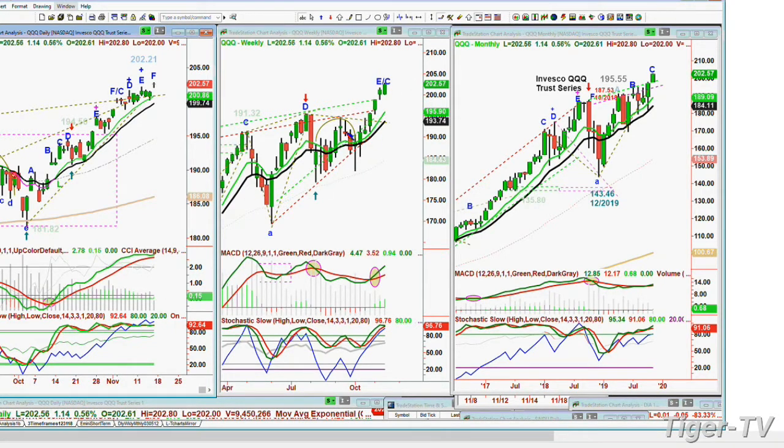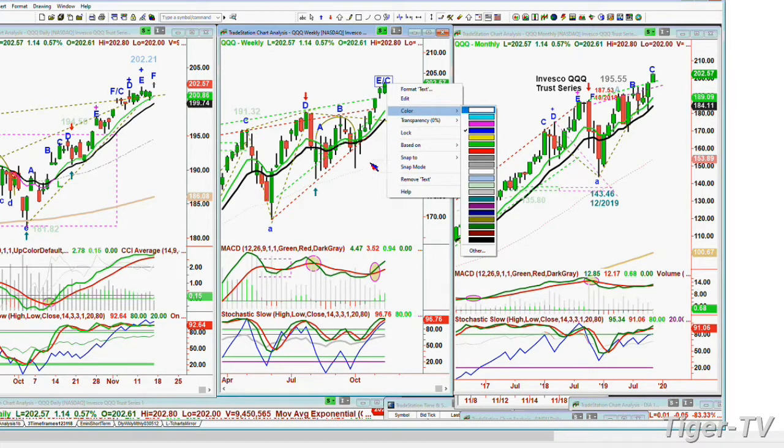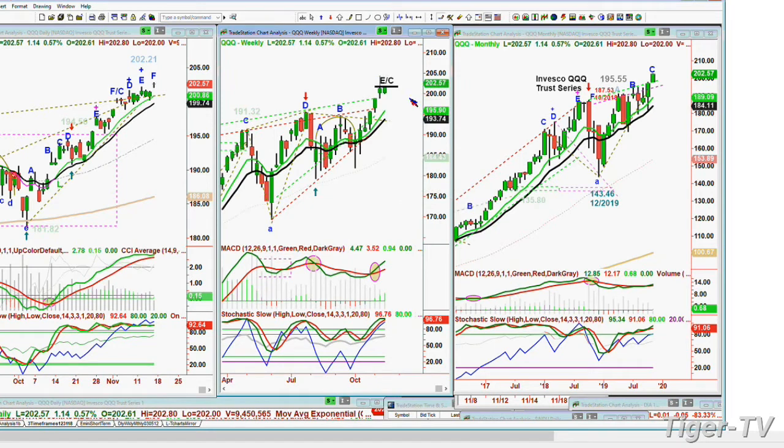Leg E, let me put this in here correctly. I keep taking it for granted that people know what I mean. No, A, B. I'm going to call this a C. I'm not going to call it an E just now. Maybe it will be an E, but I'm not going to change anything now other than to say I'm calling it C because it really is very strong.